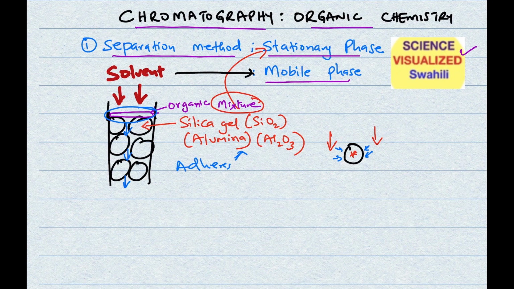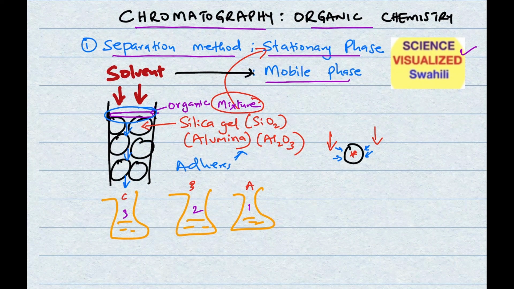And as a result, you end up collecting what we call fractions. And then we'll say that number 1, number 2, number 3. And most likely, you end up with different products in number 1. So say product A, product B, number 2, and product C in number 3. Because each of them will have different strengths that it adheres to the stationary phase. So the end result is that you end up separating a mixture into its components based on the degree at which it adheres to the stationary phase.